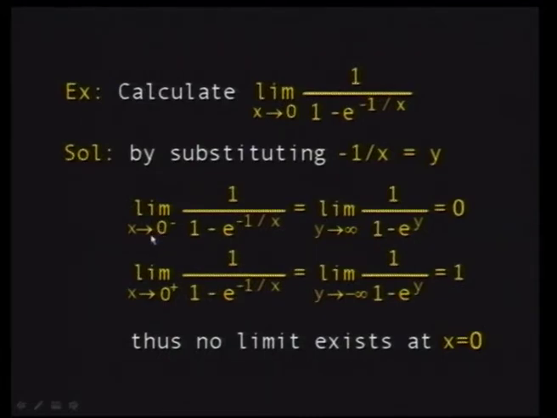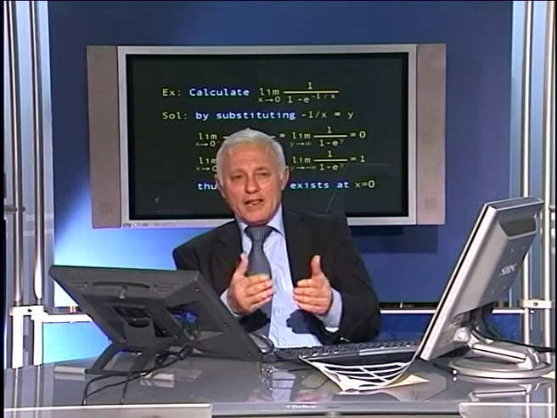Since the limit when x approaches 0 from the left-hand side is equal to 0, and from the right-hand side is equal to 1, it means that the limit does not exist. This is a necessary condition: when both sides tend to one precise real number L, then we say that the limit exists. Whereas if they tend to different values, then we say that the limit does not exist.